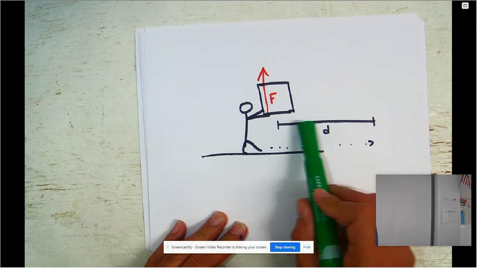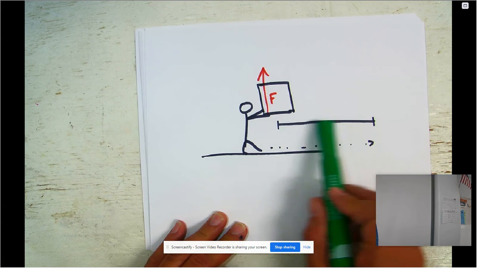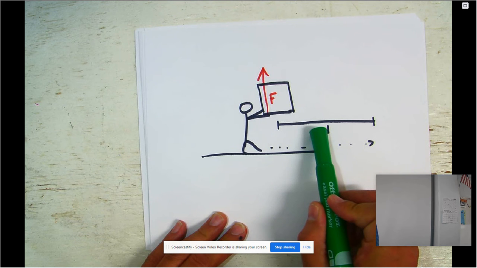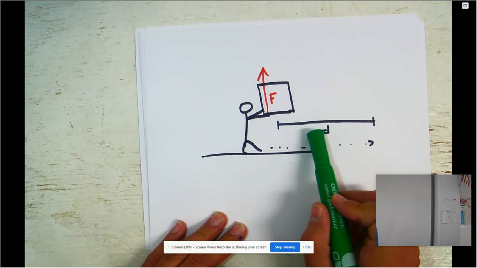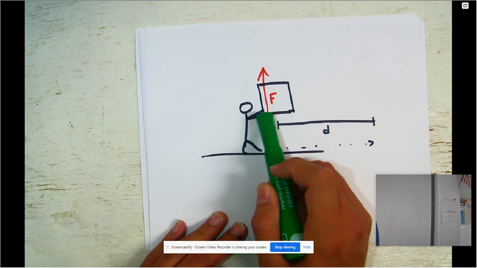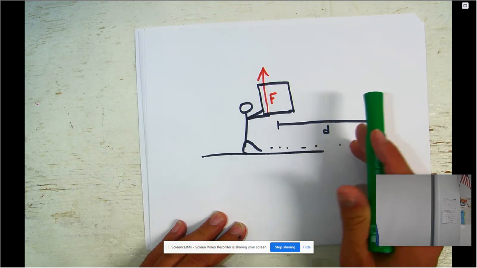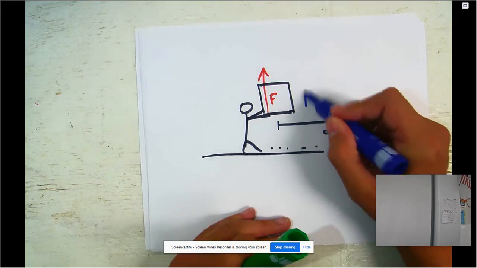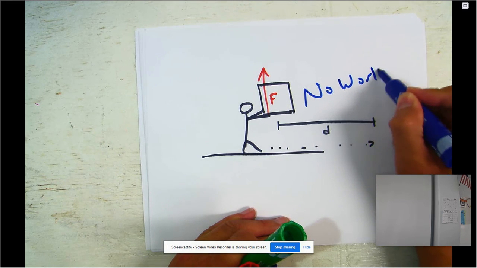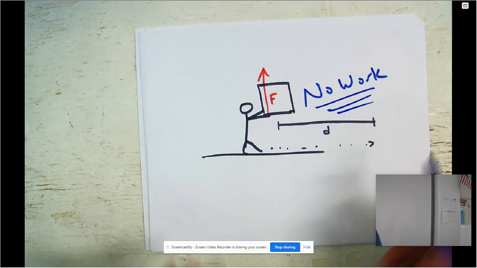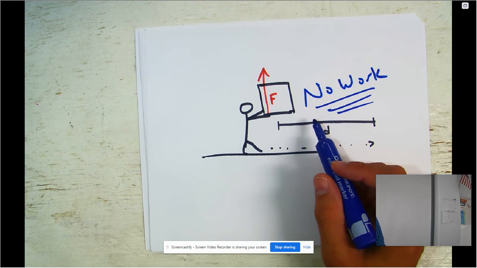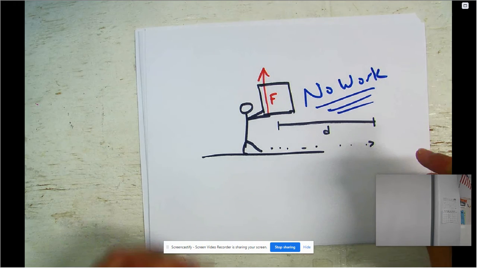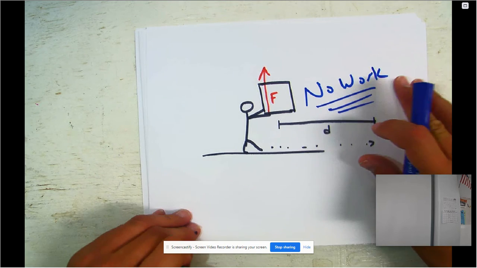The distance that the box moves is horizontal. Notice these two are not parallel to each other. They're perpendicular to each other. So even though you may get tired from carrying this box across the floor, there is no work done here, right? There is no work done here because the force and the distance are not parallel to each other. So in a physics sense, there is no work done.